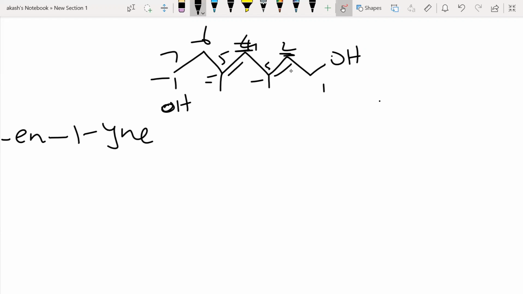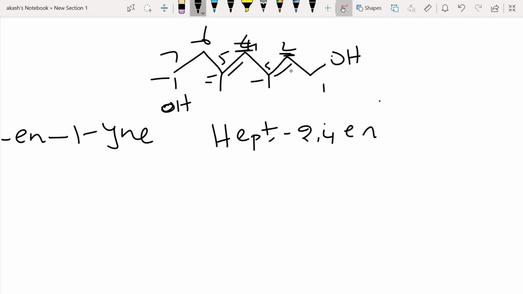Tell me, Shruti. Yes, Shruti, the name. Sir, is it 2, 4 ene? It's ene. Okay, then. And then 3, 5 methyl. Okay, this 3, 5 methyl should come where? In the start, sir. Correct.